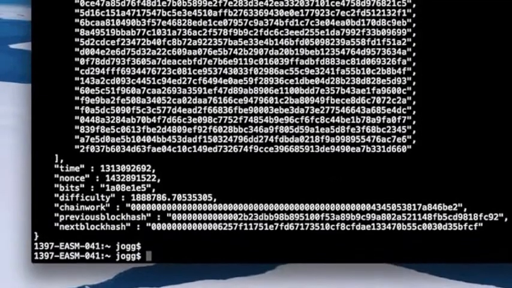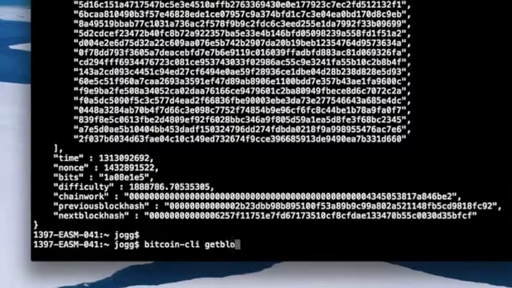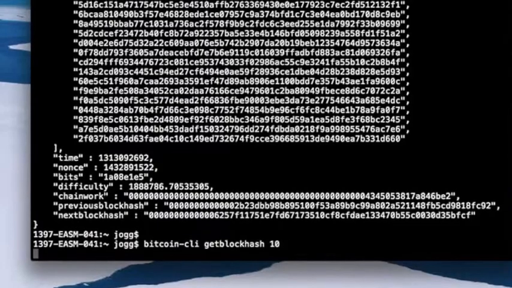Get block hash. For example, bitcoin-cli getblockhash. For example, I want to know the 10th block. I mean, in 2009, this is created by Satoshi. So it's again taking some time.